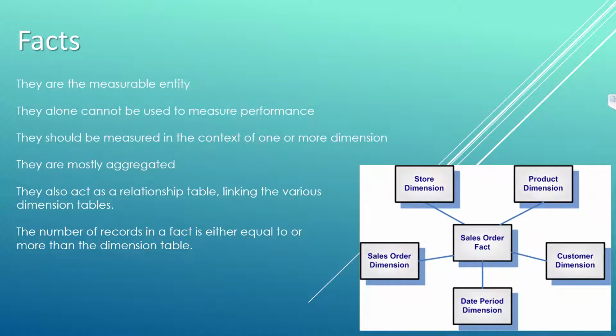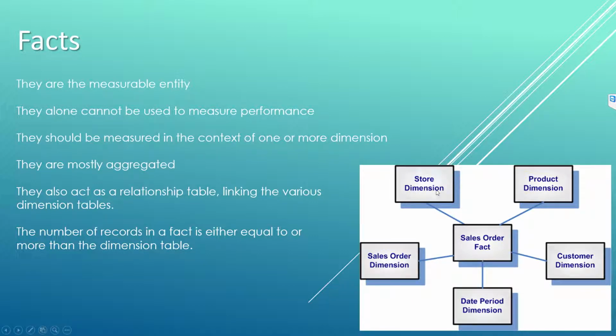Okay. So then the final point being the number of records, right? Of course, the number of records in fact is either equal to or more than the dimension table. This makes sense. A fact is something that occurs more rapidly, so obviously it will have more records than the dimension table. Dimension is something that changes slowly.